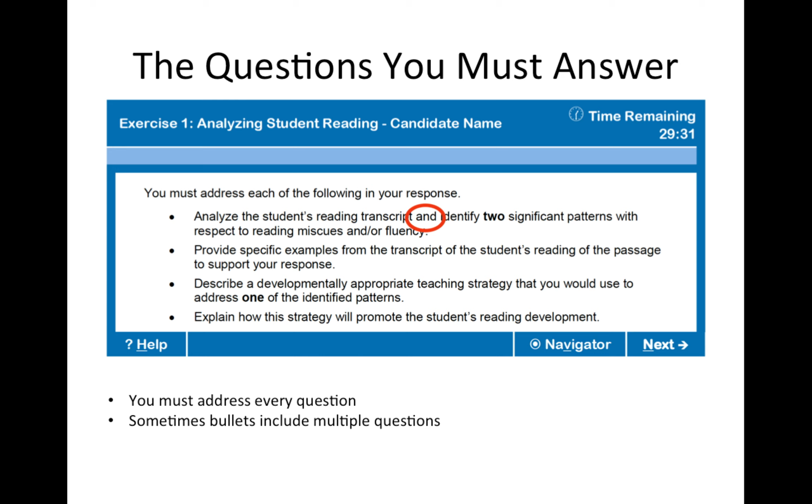Then we get to the questions you must answer. And I want to point this out. You have to address all of these questions, and we have a phenomenal strategy to help you with that. Here, it looks like it's just 4 because it's got 4 bullets. That's very deceptive. You notice that word "and." There are multiple questions embedded in this, okay? So keep in mind that is not a clear picture of how many questions you have to answer, okay?